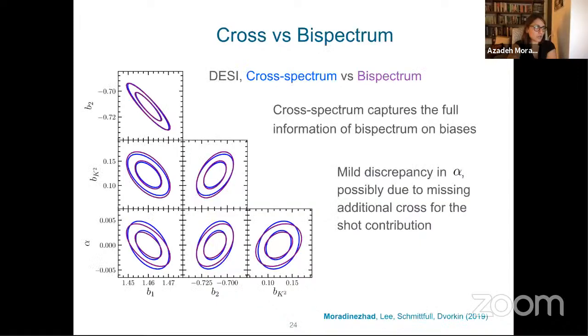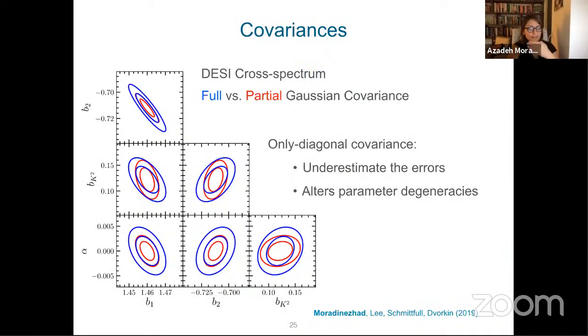Now, you might wonder, does it really matter if you account for all of these covariance terms correctly? And it turns out it does matter. First of all, let me show you this plot that shows that the information in these skew spectra is exactly the same as the information in the bispectrum. The blue and the purple lines show the cross-spectrum constraint versus bispectrum on linear and second-order bias parameters, as well as the correction to shot noise. But in getting this exact agreement, it is very important to account for the covariance correctly.